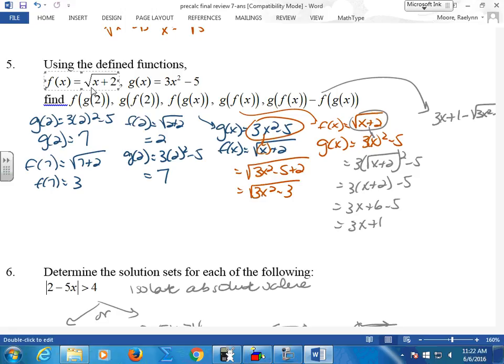Wait, with the second one, wouldn't you have used the 2 squared first? This one? You're going to say F is 2, find the F, plug in the x of 2. So 2 plus 2 gives you 4. What's the square root of 4? 2. Now that 2 goes into here. 2 squared is 4, times 3 is 12, minus 5 is 7. Stick with the parentheses. You always start at the right and you move to the left.